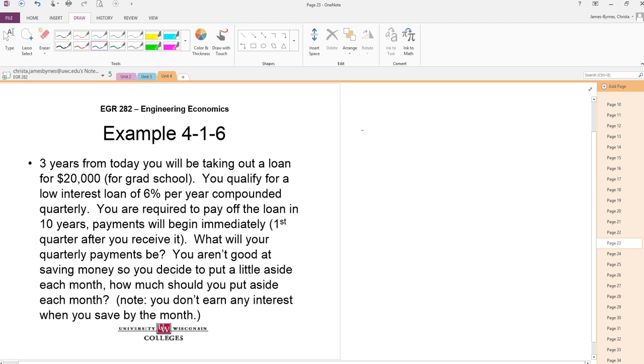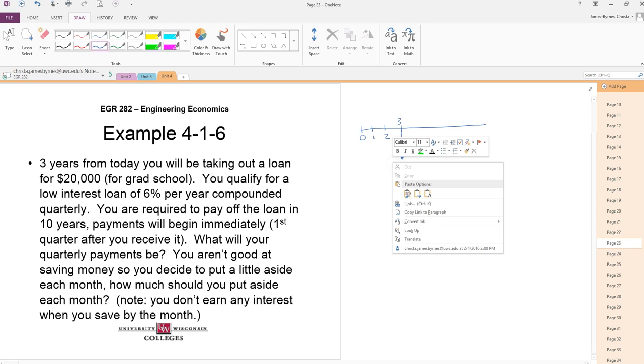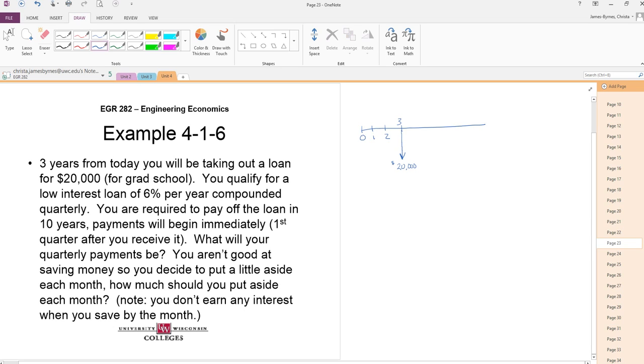Okay, so here's 0, 1, 2, 3. At year 3, we're going to take a loan out for 20 grand. Again, I'm looking at this like the bank. You can look at it as the person. So immediately now, this is kind of where we're sitting. Immediately after this, you've got N is equal to what?